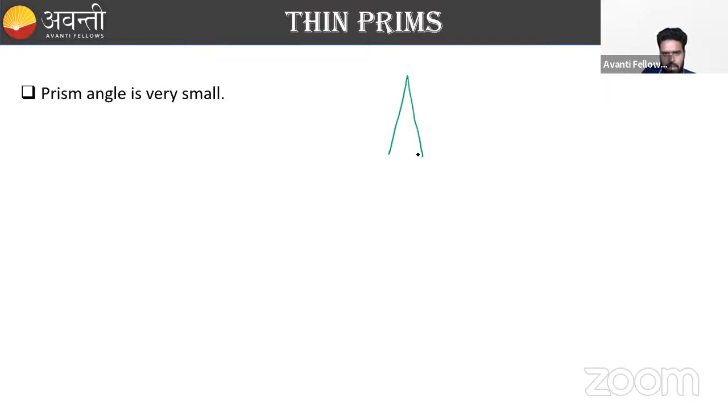Whenever the angle of prism is very small, say this is the angle of prism. If generally this angle is less than or equal to 6 degrees, we can say this is the case of a thin prism. And in a thin prism, if we write down the formula of the refractive index of the prism, that is n equal to sine of (A plus delta minimum) by 2 divided by sine A by 2.